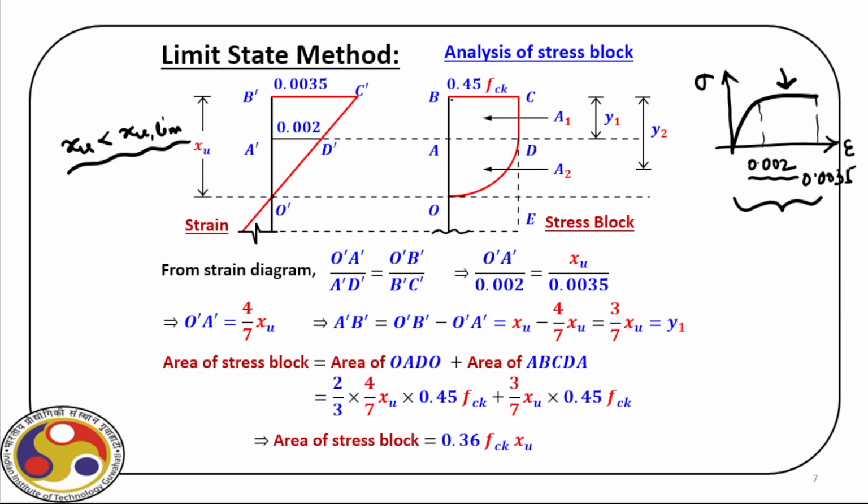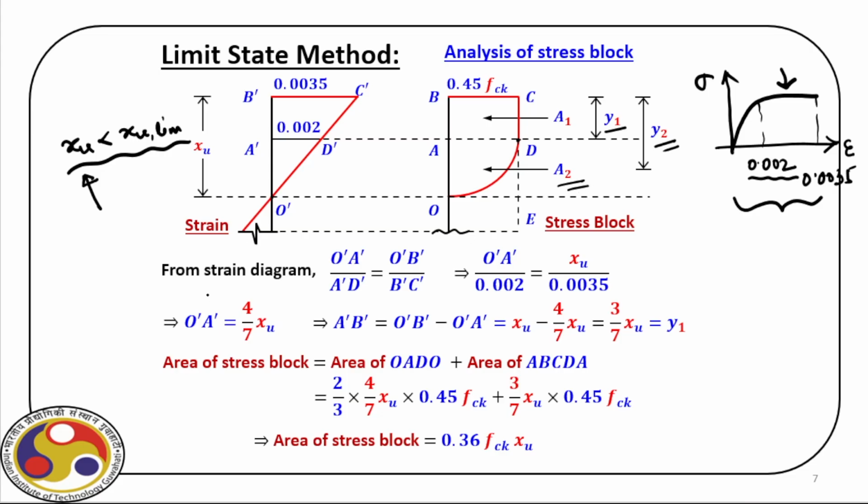Now, let this complete section over this stress profile, or stress block as we call it, have two parts, A1 and A2. We'll see in a minute what the expression of XU is, but let us just identify the distance of this point, which is at a distance y1 from the top fiber, and this A2, which is at y2.